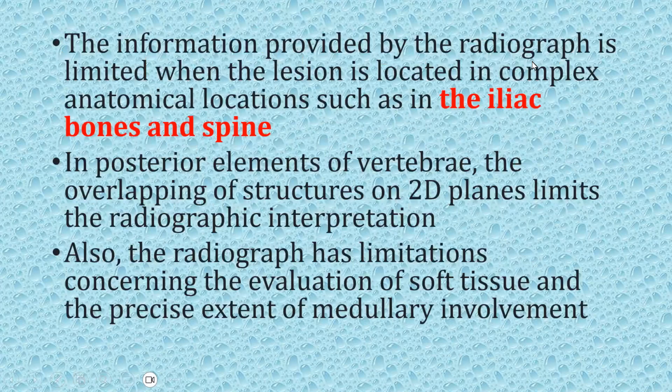The information provided by the radiograph is limited when the lesion is located in complex anatomical locations, such as in iliac bones and the spine. In posterior elements of vertebrae, the overlapping of structures on two-dimensional planes limits the radiographic interpretation. Also, the radiograph has limitations concerning the evaluation of soft tissue and the precise extent of medullary involvement.